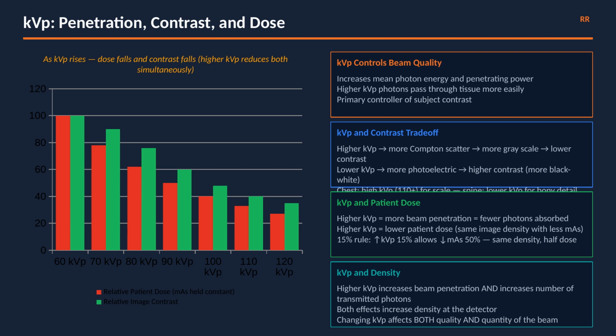Chest radiography, high kVp, 110 to 125, for long scale. You want many gray levels to show both lung detail and mediastinum simultaneously. Extremity radiography, lower kVp, 55 to 65, for short scale. You want sharp black and white bone definition. And on dose, higher kVp means more beam penetration per photon, fewer photons absorbed in tissue, lower patient dose.